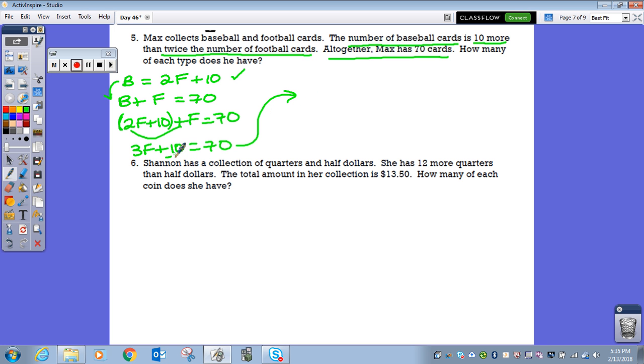Minus 10 from both sides, subtract 10. I have 3F is equal to 60. And I'm going to divide by 3. So F is equal to 20, right? I'm not quite done yet though, right?